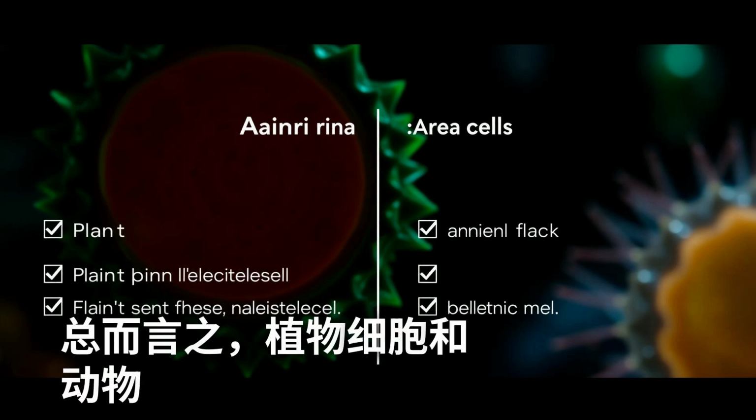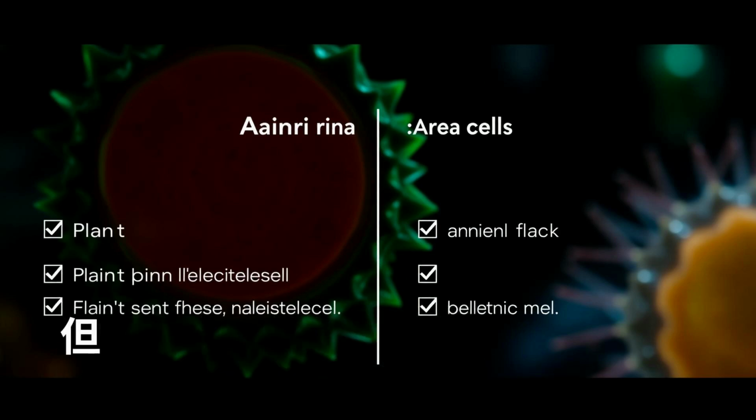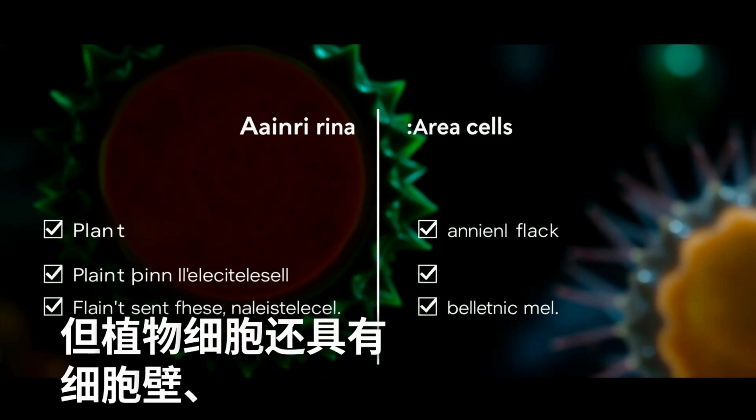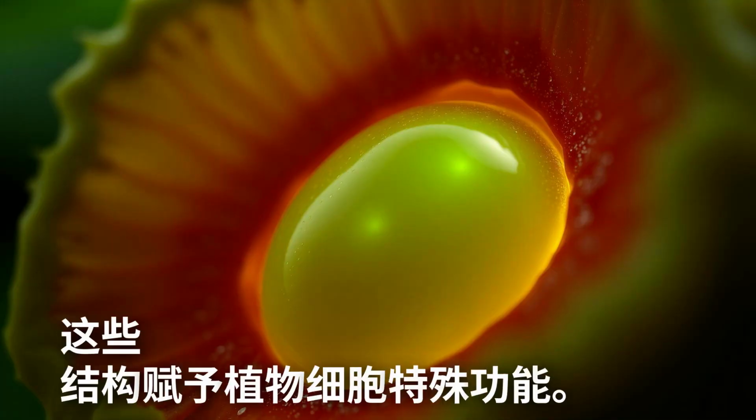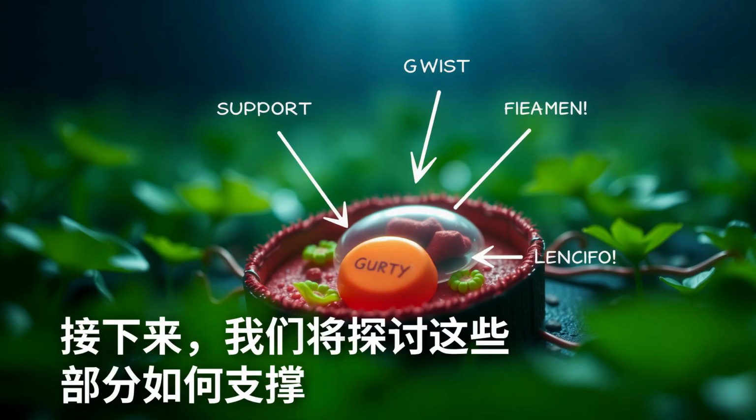In summary, plant and animal cells share basic parts, but plant cells have a cell wall, a large vacuole, and chloroplasts. These structures give plant cells special functions. Next, we will look at how these parts support the plant's life.